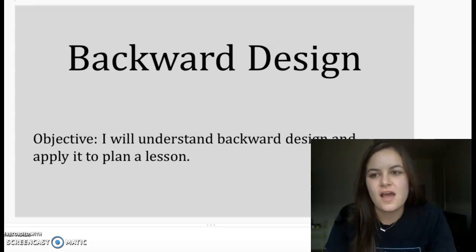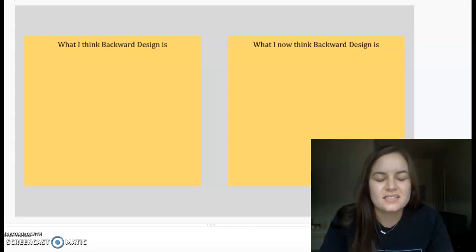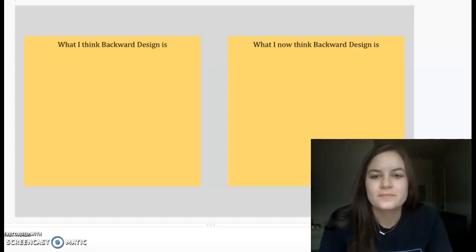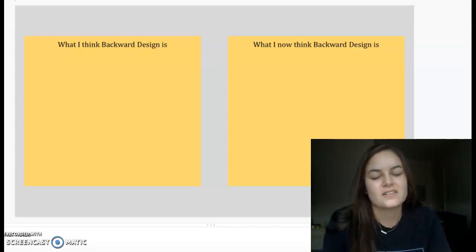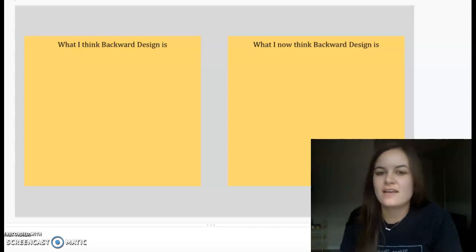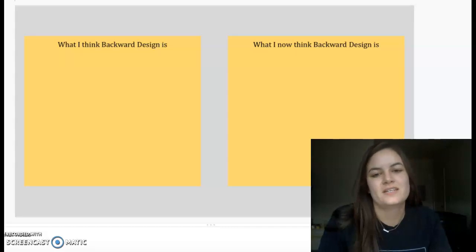So for starters, I want everybody to grab their sticky notes that they have on their tables and a pen, and write on the sticky note just a quick little what I think backwards design is. I'm going to give you about 20 seconds to think and write. Ten seconds. All right, so on the anchor chart on the wall to your left, just go and stick that right there where it says underneath what I think backward design is, and we'll revisit this later.